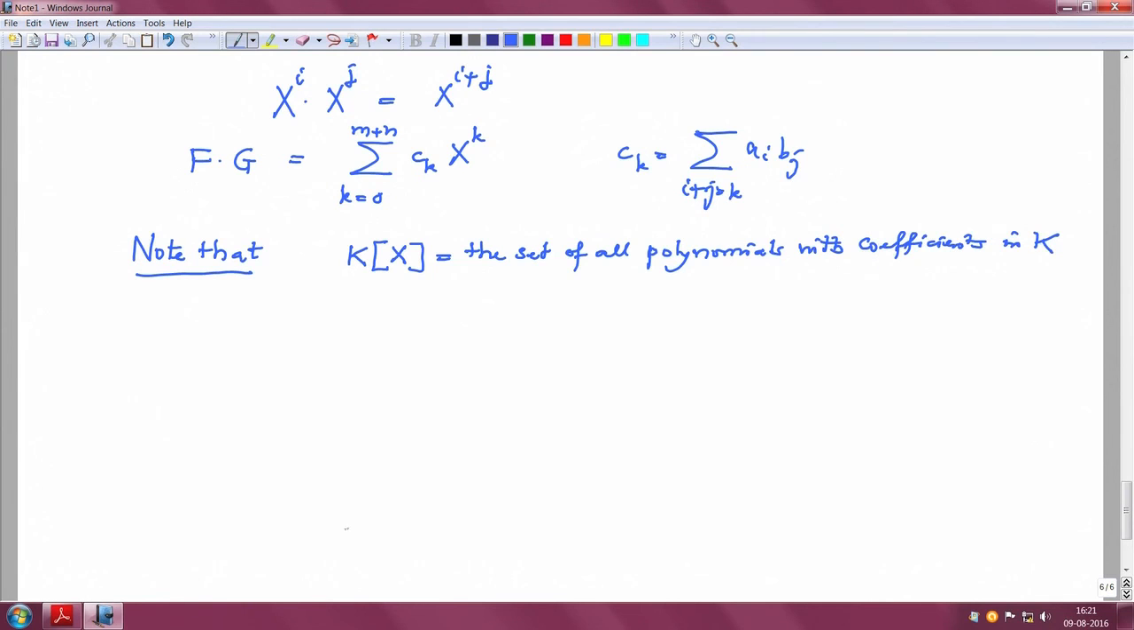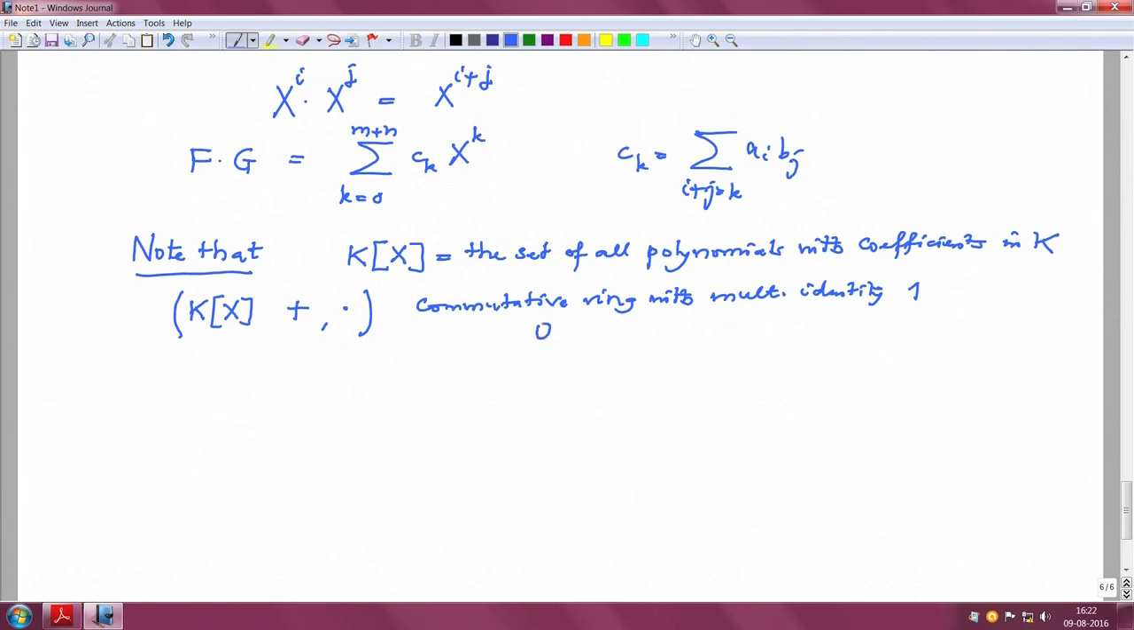So on this set we have two operations. We have defined addition and multiplication. With that it becomes a commutative ring with multiplicative identity, the constant polynomial 1, and the additive identity with respect to plus, the neutral element, is the 0 polynomial.